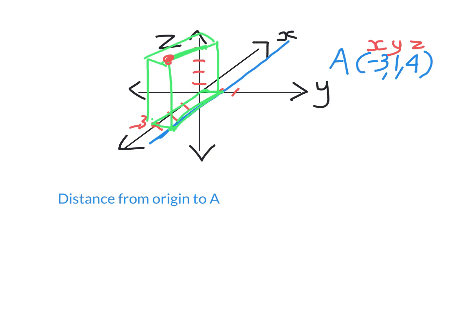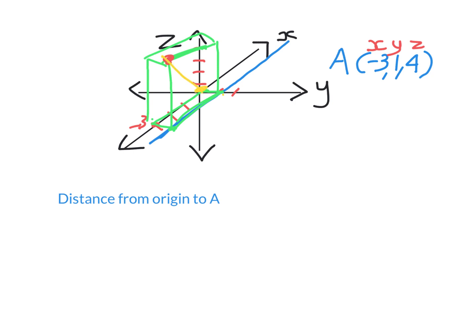So it's just like 2 dimensions, except there's an extra axis. And this is very important as you do more maths, because obviously we live in 3 dimensions. Not everything is in 2 dimensions and can be represented with a 2D Cartesian plane. All right, so let's find the distance from the origin to point A, which is this point here. So we're really looking for the distance from here, the origin, up to there.